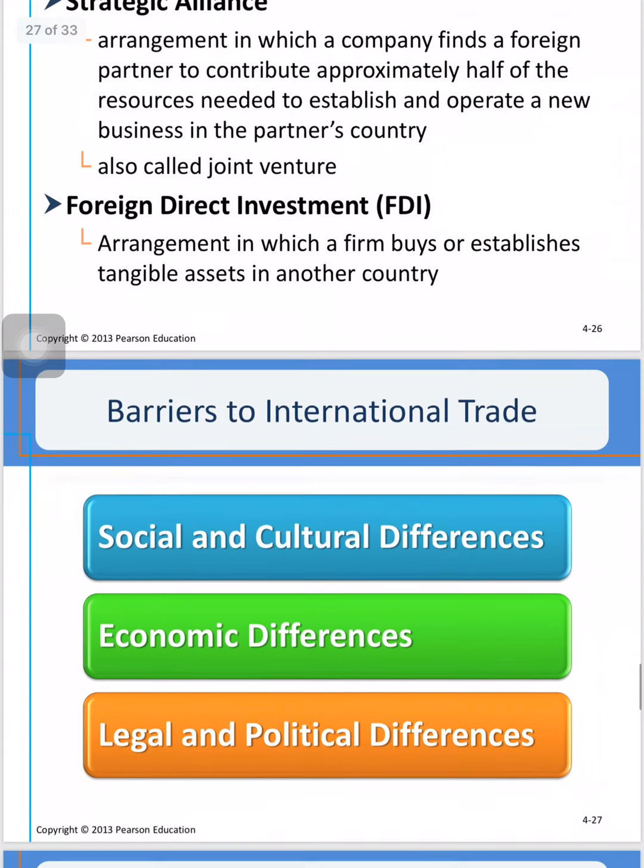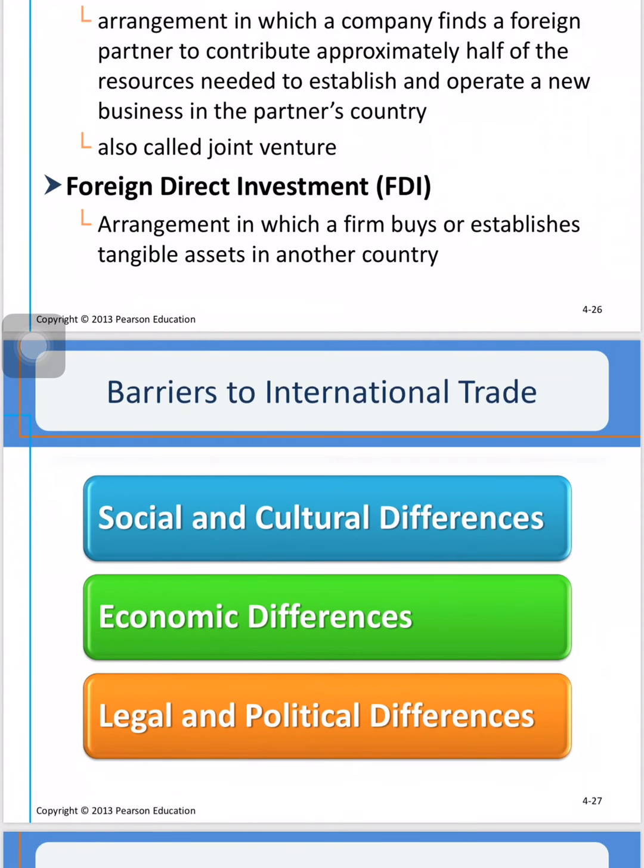Okay, next is barriers to international trade. Barriers of international trade is still in part 2, is it? Barriers of international trade. Okay. So this is advantage.